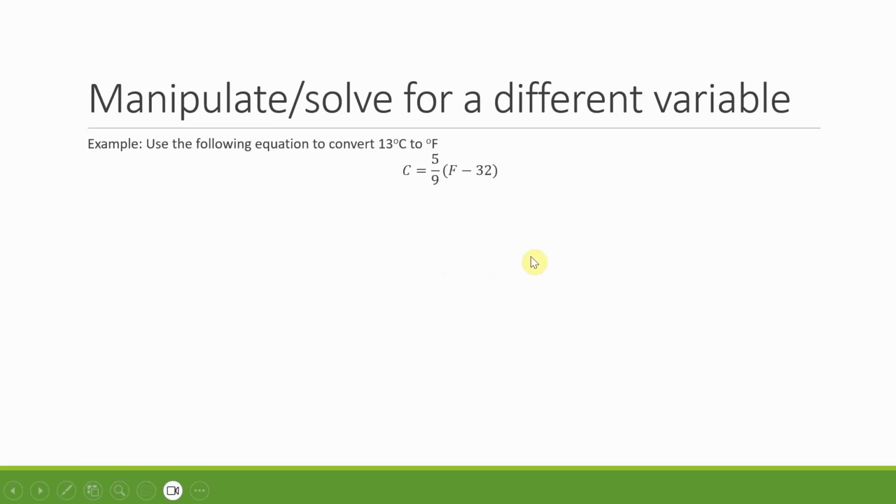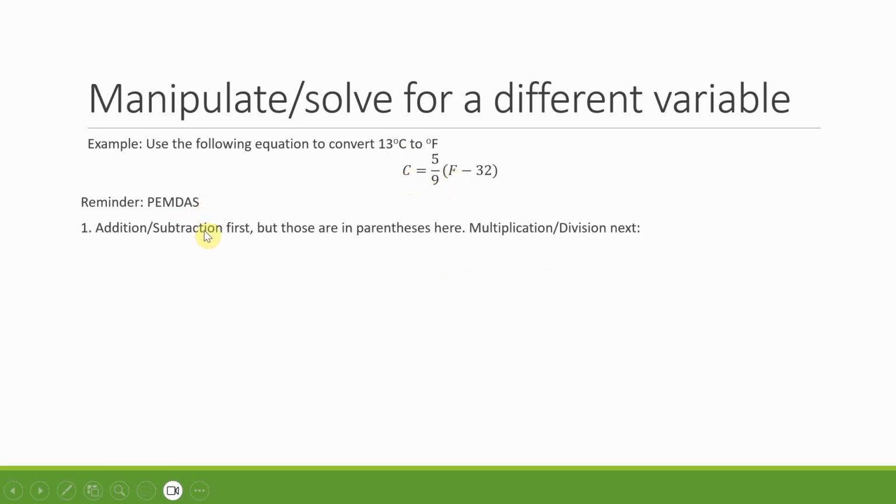But we'll start with just actually solving one properly first. And here we have the same equation, but this time we're going to convert 13 degrees Celsius to degrees Fahrenheit. So now I have this number instead of that one. So a little reminder again of PEMDAS. I need to solve and get this in terms of F equals something, because I need to solve for F. So if I'm going to solve for F here, I'm going to go backwards. So addition and subtraction will be first. There is subtraction here, but that is in parentheses with nothing else, so I can't do that yet, because parentheses are the last thing.